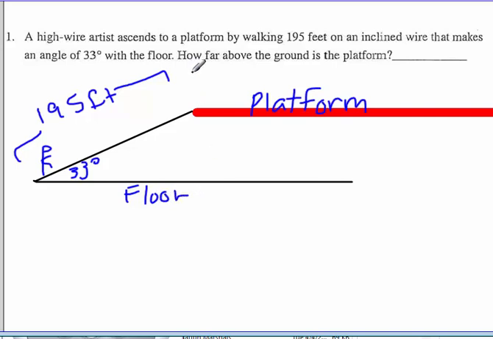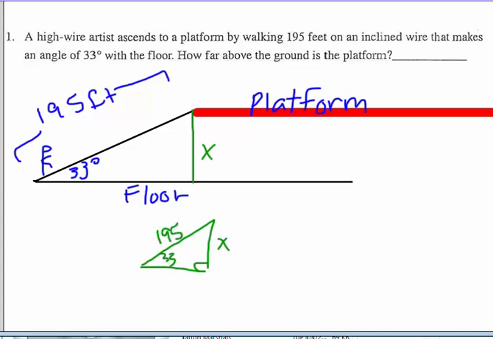And what are we trying to figure out? How far above the ground or the floor is the platform? Well, we want to know the height of this triangle, which you could use h for if you like, but it's just simple once you draw the triangle, and Lord knows, make it look like a triangle, mine doesn't. You're looking for x. This angle is 33, and this side is 195. So let's go for it.